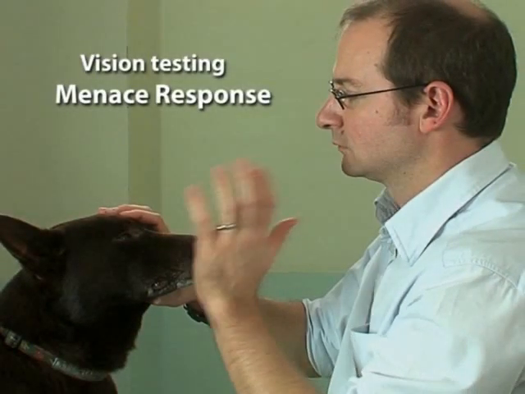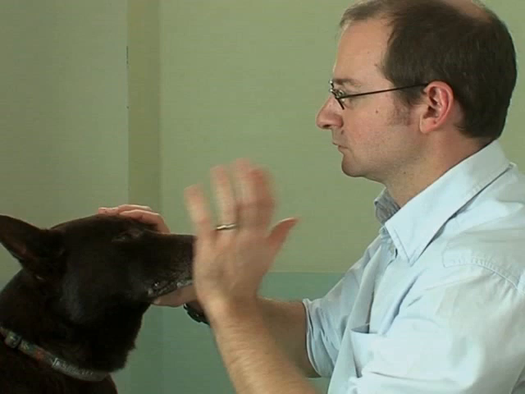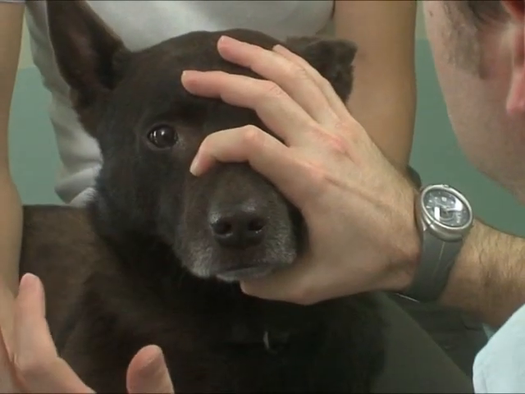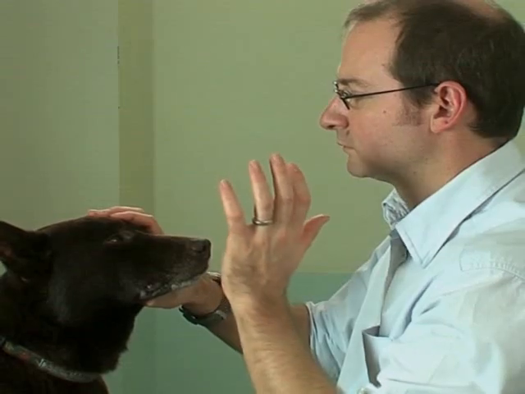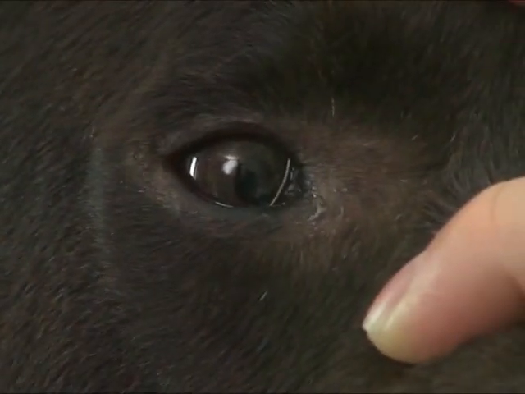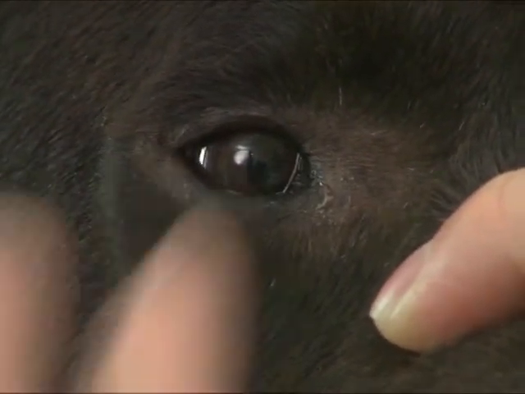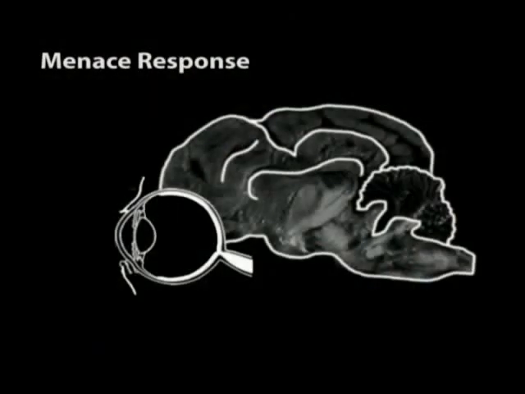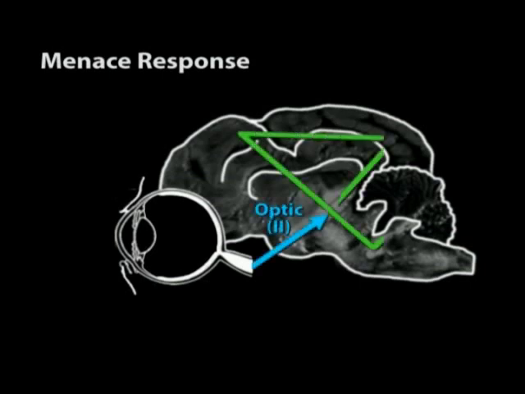The menace response is tested by directing a threatening gesture towards the eye while keeping the other eye covered. Care should be taken not to touch the eye or create excessive air movement. The normal response is a blink. The menace response is not a reflex. Rather, it's a learned response that involves the optic nerve, input from the brain, and ultimately the facial nerve.